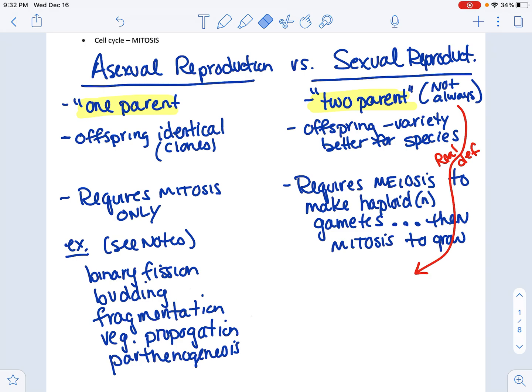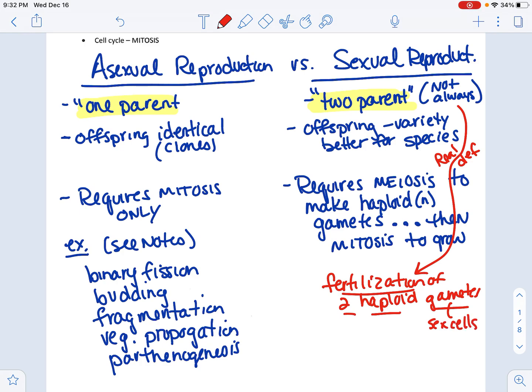So the real definition is fertilization of two haploid gametes. My pen's not working. So if there's a fertilization event, which means these are words I'm hoping you know, two haploid gametes. If you remember, haploid is a cell that has half the chromosome number, and gametes are what we call the sex cells also. Gametes, the sex cells, that would be sperm and egg in humans. So the real definition of sexual is if there are two haploid sex cells or gametes that have to fertilize in order for there to be reproduction, we call it sexual.